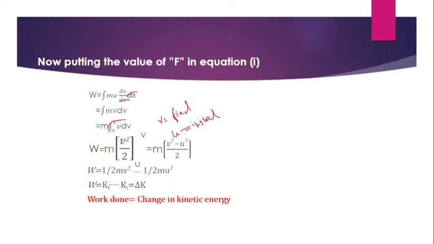Integrating this, we get v square by 2. W is equal to m times v square by 2 with upper limit v and lower limit u, which is equal to m times v square minus u square by 2. So we get W is equal to half m v square minus half m u square, which is the final kinetic energy minus the initial kinetic energy. This says that work done is equal to the change in kinetic energy. Hence proved.